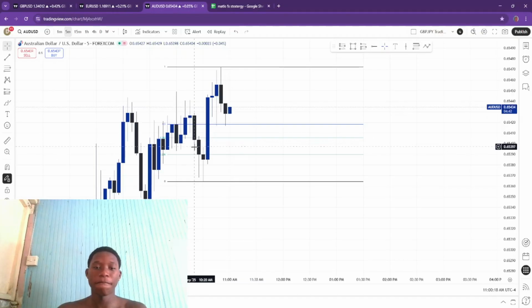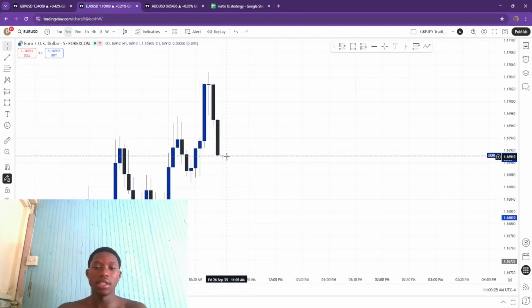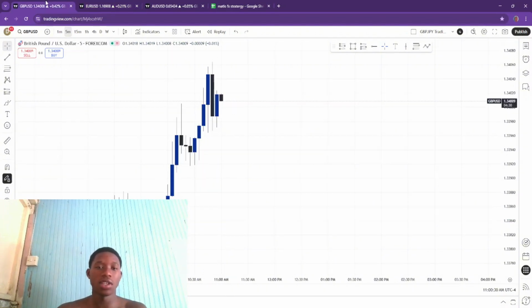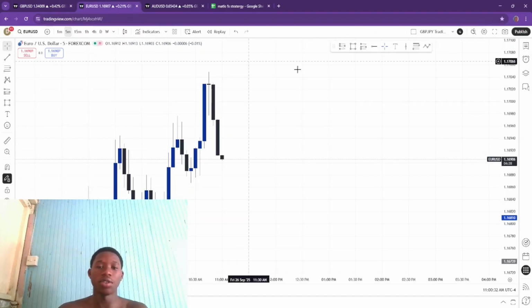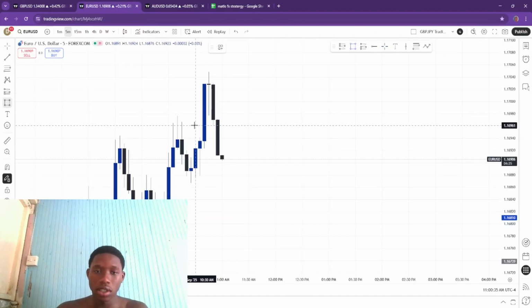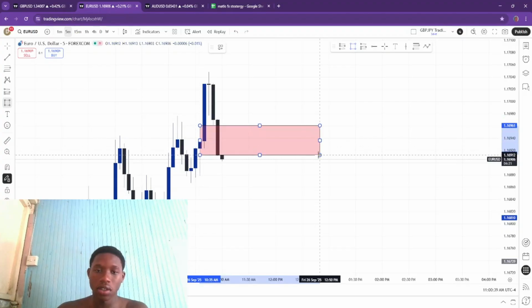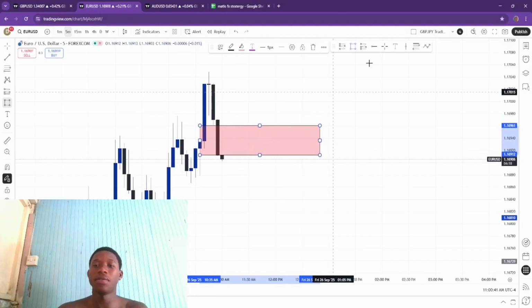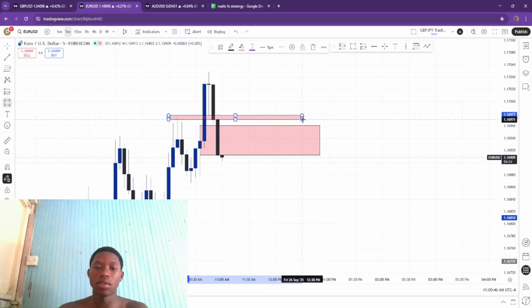So we see AUD USD rejecting from the halfway line. We see price on Euro USD create another FVG. So that's two FVGs, showing us a potential trade opportunity. That's one unfilled FVG gap, there's another unfilled FVG gap. So two unfilled FVG gaps.